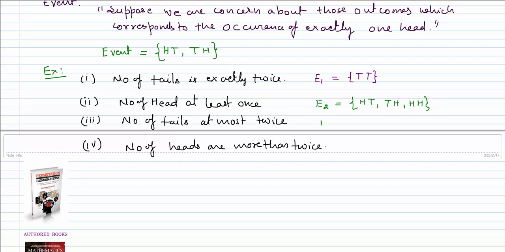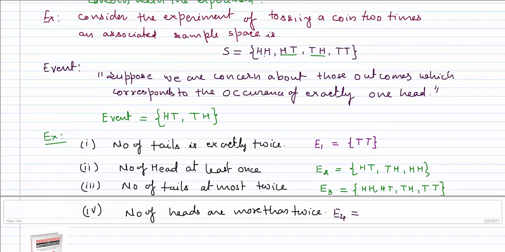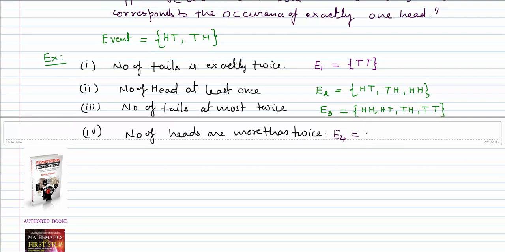Now similarly we have event number 3: the number of tails is at most twice. So for this what will we have? Head head. Can we have this? Yes, since the condition is at most, we can have head head. In this case 0 tails are there. Then head tail, tail head, then we have tail tail. And in the last event, call this E4, the number of heads is more than twice. Is there any outcome that has more than 2 heads? No. So this event E4 does not contain any outcome. This is an empty set. There is nothing in it.